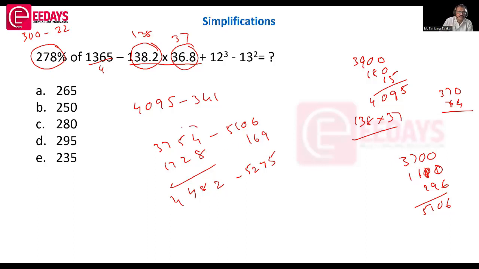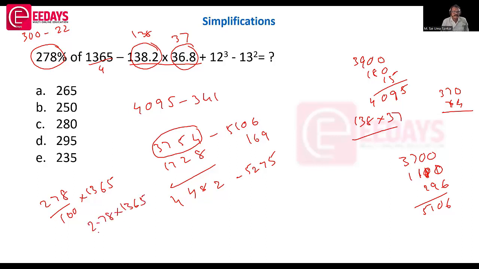So something happened in this case. 278% of 278 by 100 into 1365. Okay, so 2.78 into 1365. This is equal to 2600, approximately 2700, right? And this is equal to 36 into 138. Let us take 138 into 37. So what is the approximate? That is equal to 5106.